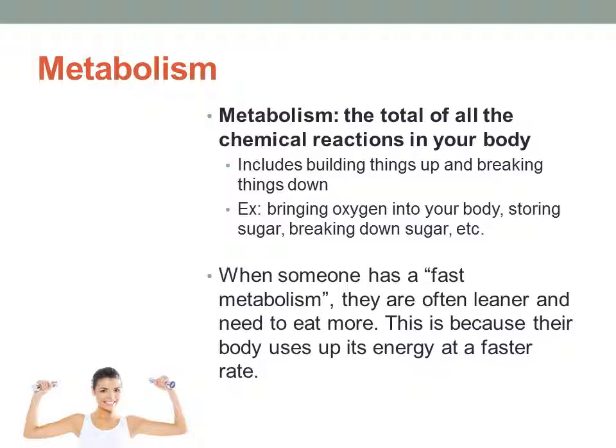So metabolism. Metabolism is the total of all the chemical reactions in your body. So this includes building things up and breaking things down. Some examples of this would be bringing oxygen into your body, storing sugar, and breaking down sugar. When someone has a fast metabolism, like I'm sure you've heard before, they are often leaner because they need to eat more. This is because their body uses up its energy at a faster rate. So their body is breaking down and building things a lot faster than someone with slow metabolism.